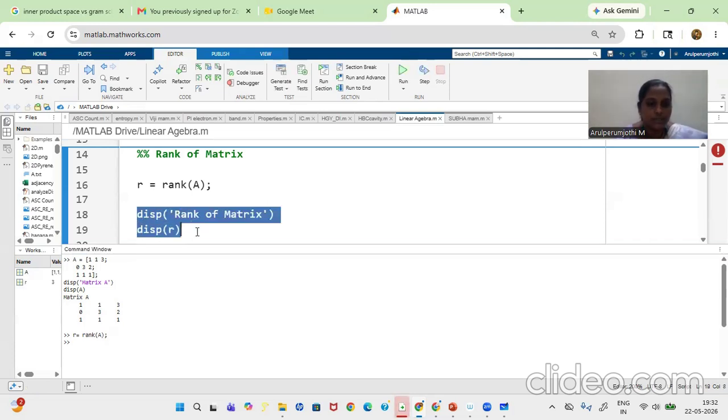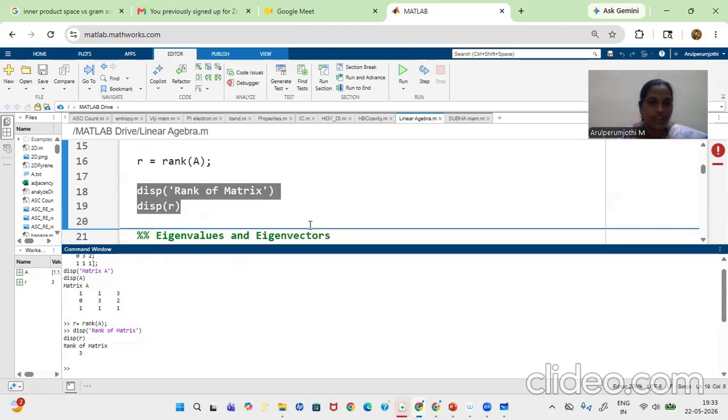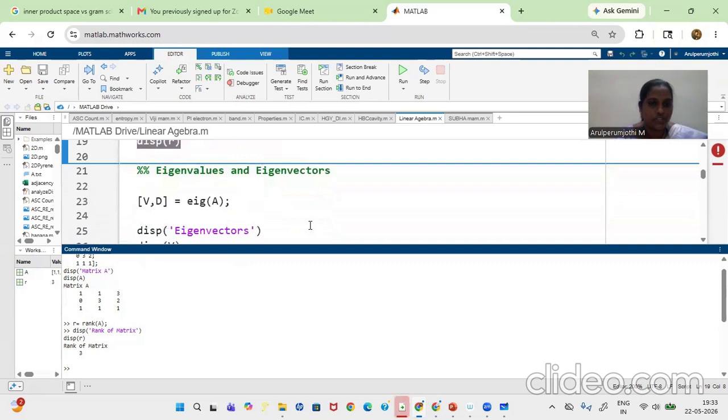Next code is display rank of a matrix, display of R. So the rank of this matrix is 3. So for this problem, the rank of the matrix is 3. So MATLAB gives you the direct answers. You can cross check with your manual computation.